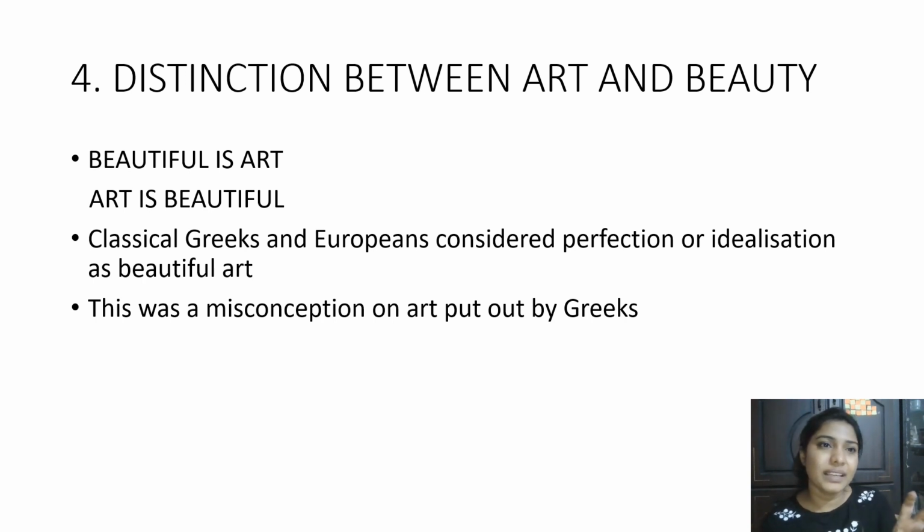But the artists from Greece and Europe had an entirely different idea. If you take the classical Greeks and Europeans, they considered perfection or idealization as beautiful art. Now this was a misconception about art put out by the Greeks. For the Greeks, art had to be perfect.